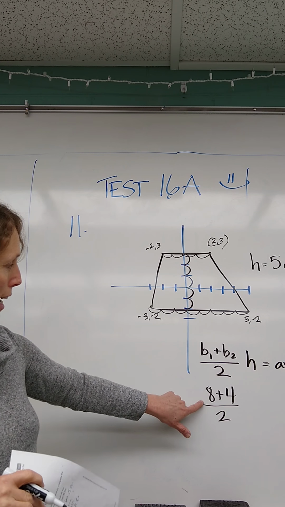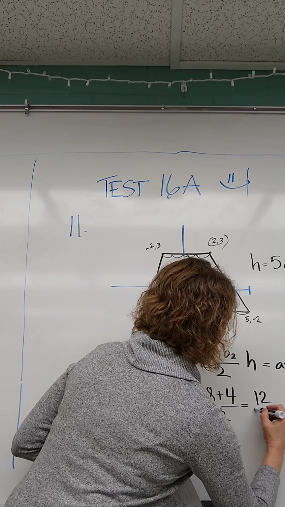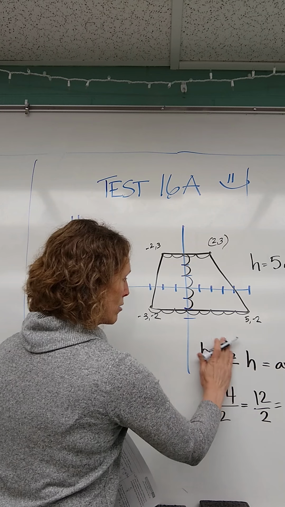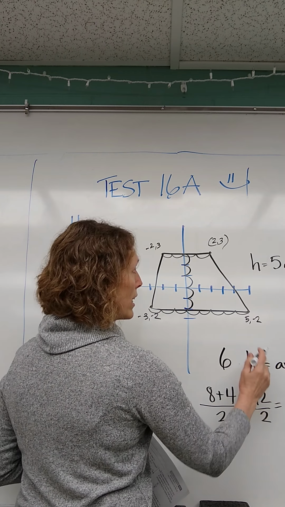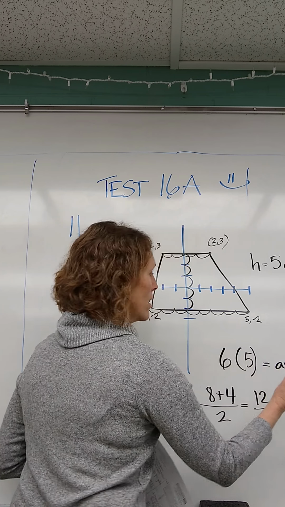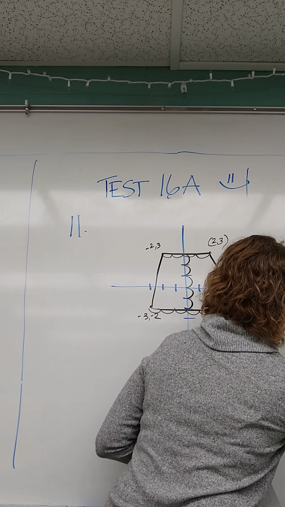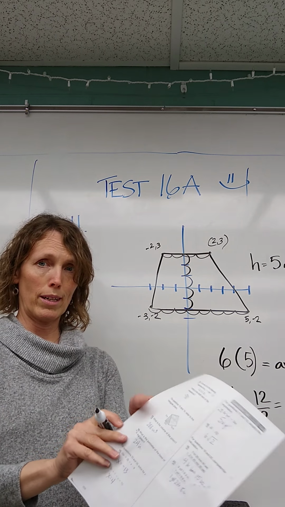Notice when we take 8 plus 4, it's 12, divided by 2 equals 6. So this just ends up being plain old 6. We take it times the height, which is 5, and we get our area: 30 units squared is the answer. So 30 units squared for that one.